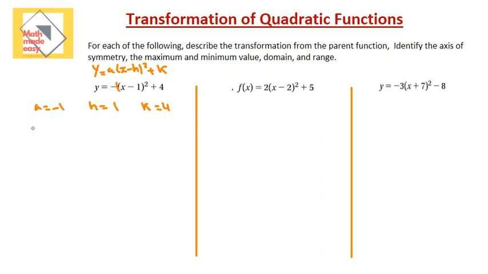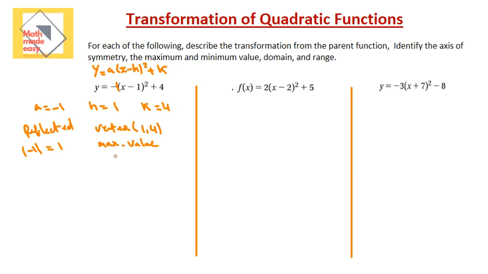Now, what can I say about this? I can say that the function is reflected, for sure. Is it stretched? No, the absolute value of -1 is not greater than 1 or less than 1. It's equal to 1, so it does not show any kind of stretching or compression. So it's just reflected. I know that the vertex is at the point (1, 4). Now, it's reflected, so I know that the vertex is a maximum value. Because it's reflected. If it wasn't reflected, it would have been a minimum value.